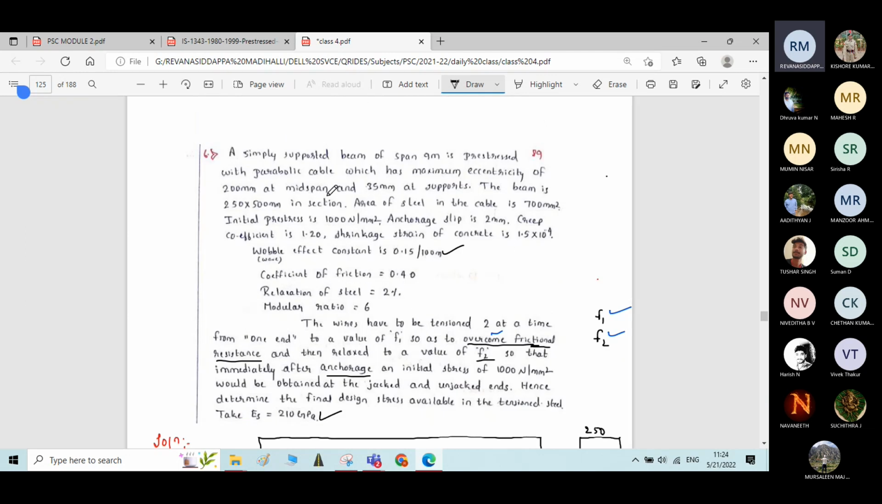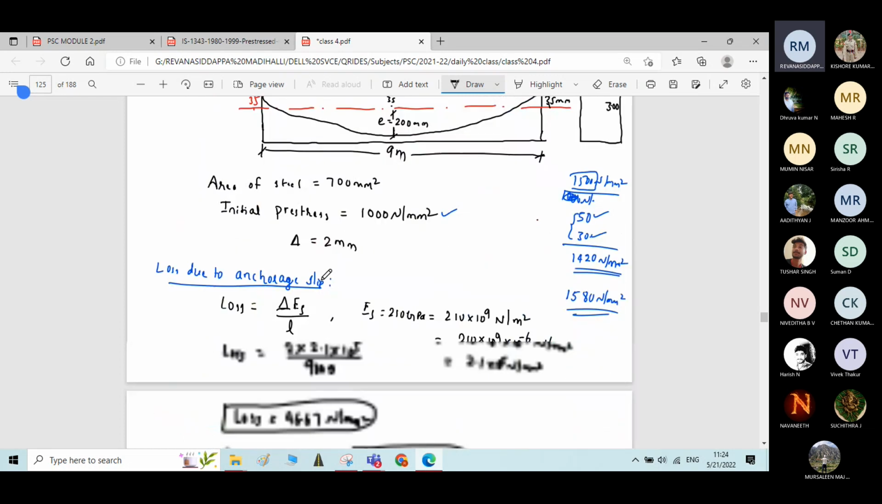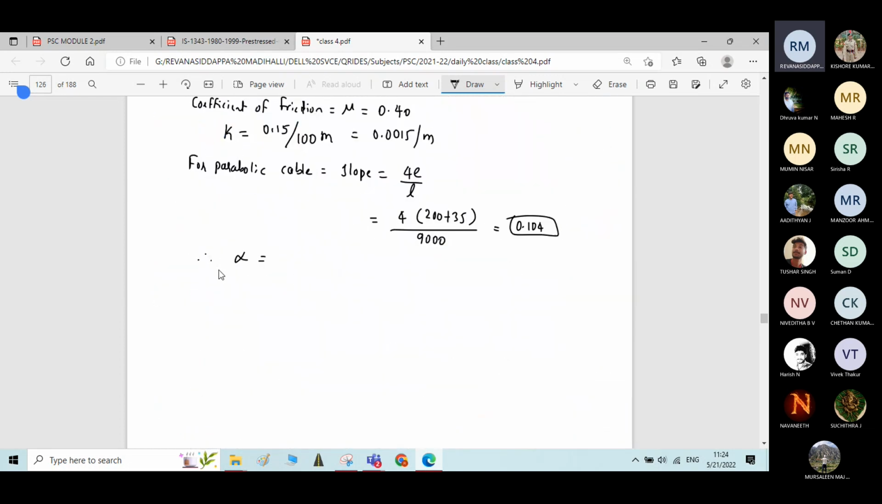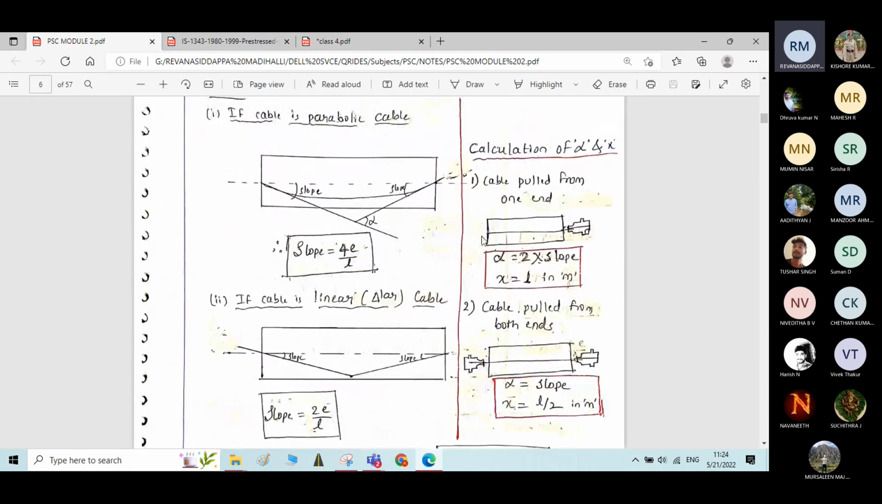So here you go through the problem. Here it is clearly mentioned, the wires have to be tensioned at a time from only one end. So if the cable is pulled from one end, the formula for alpha is equal to 2 into slope. At the beginning of the module I have given all the guidelines for calculating this alpha and x. You can refer to that.